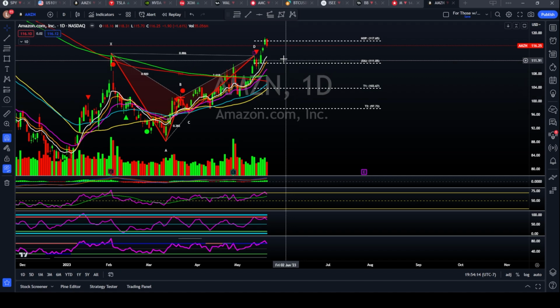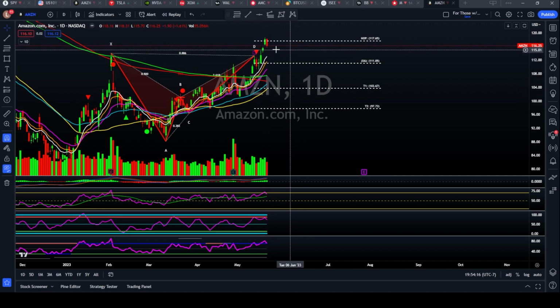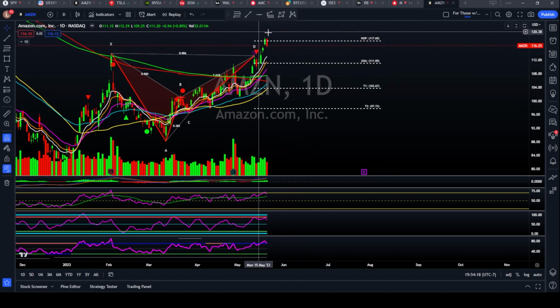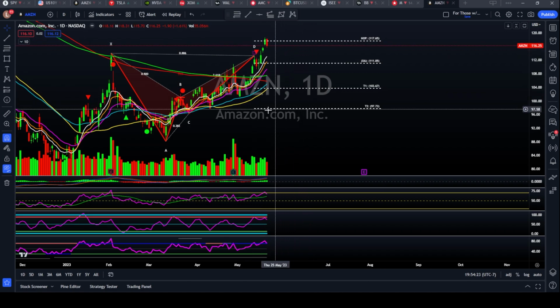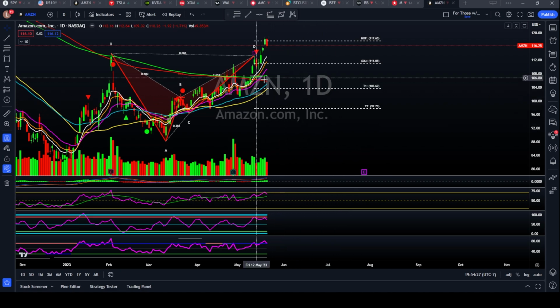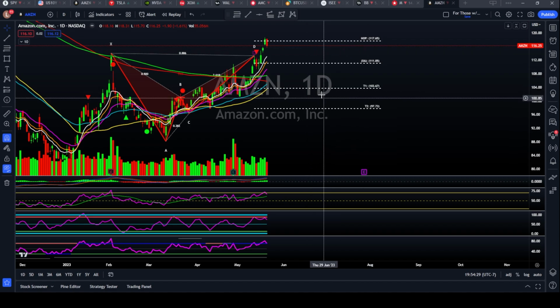So Amazon here, potentially you do have a harmonic bearish bat pattern playing out to do a type 1 reaction, which would bring it down to 103.67, and at worst here 97.73, depending on who you are, right? If you're long, obviously, if you're short, it's better.